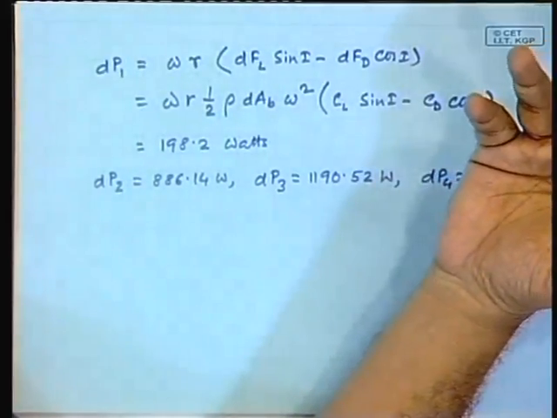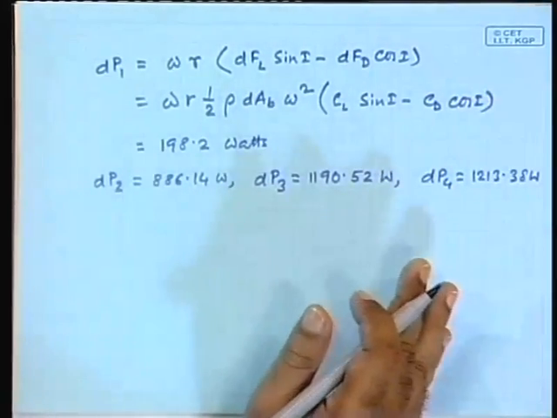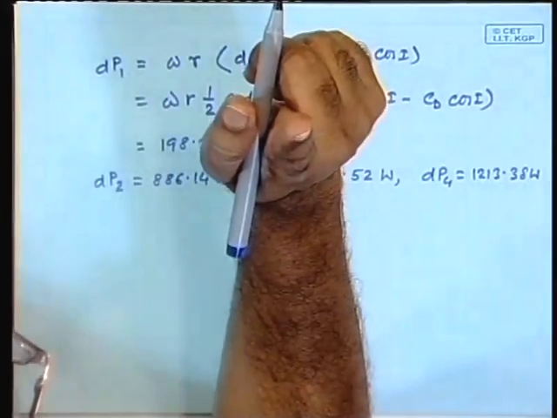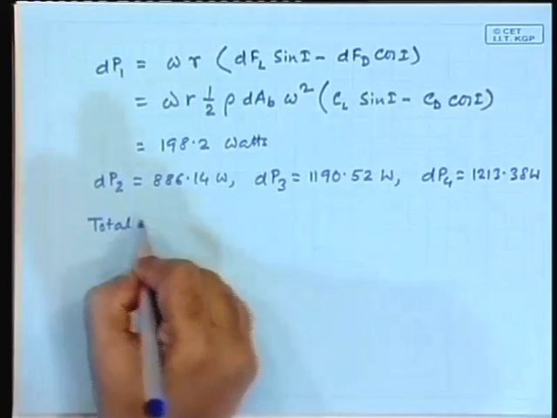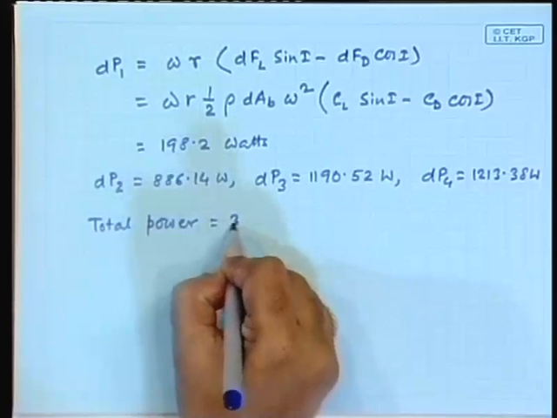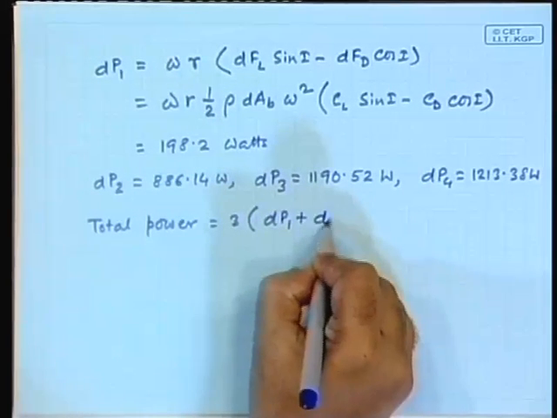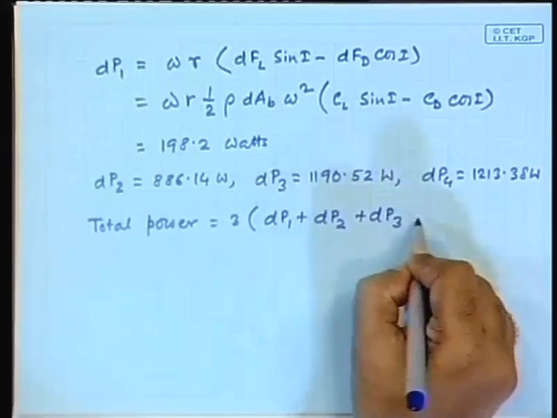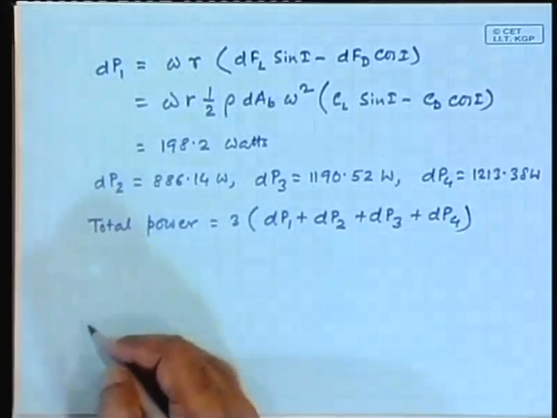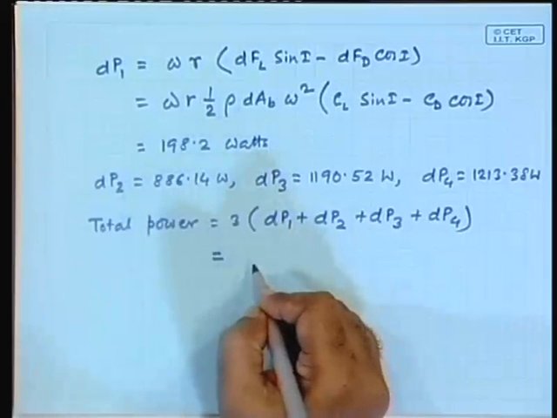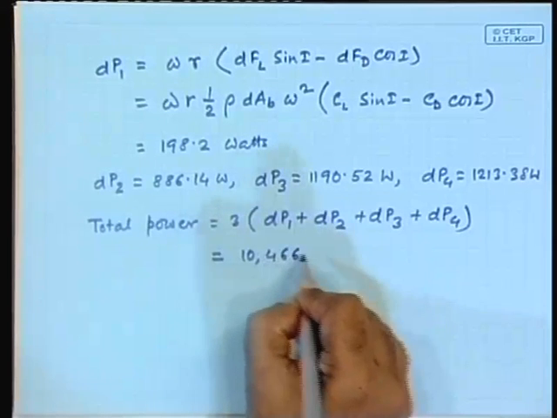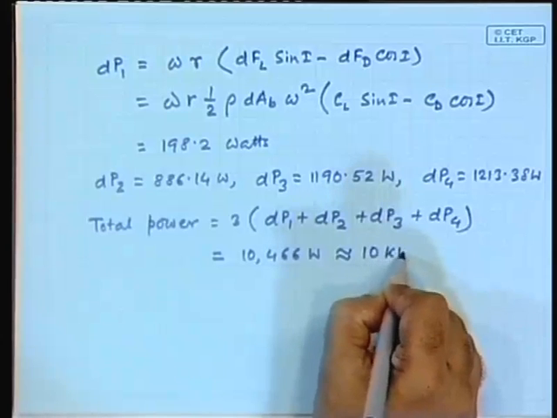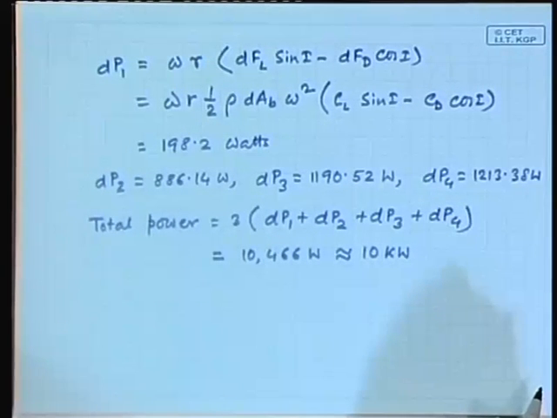So, how much will be the total power? Add them up. That will be the power produced by one blade, and there are three blades. So, three times. So, total power, if you do that, you get in this case approximately 10.466 watt, or approximately equal to 10 kilowatts. So, this is how you calculate.